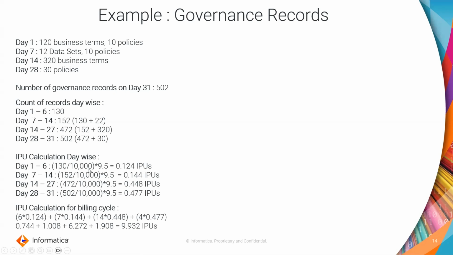Divided by the tiering into the IPU per unit charge. So we have calculated the IPUs that have been consumed, and then we have multiplied with the number of days. So the total governance records consumption for the billing cycle is 9.932 IPUs.